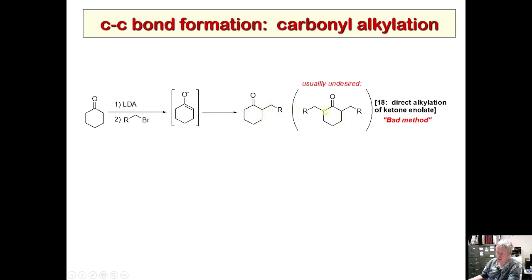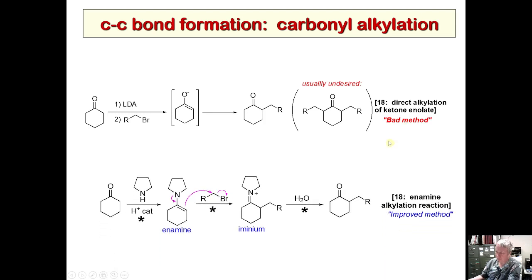However, we often get double alkylation, triple alkylation, and there are other issues like that. So the yields are pretty low. So we call this a bad method, Chapter 18, bad method of alkylation. Then we learned about the improved method, which was the use of enamine. So enamine is an alkene with an amine on it.